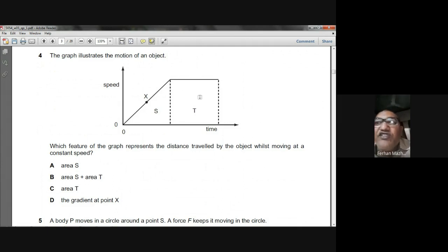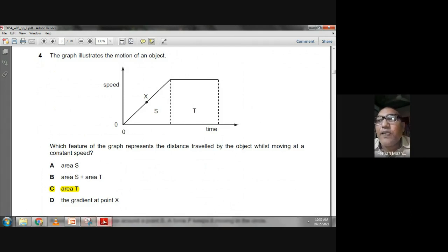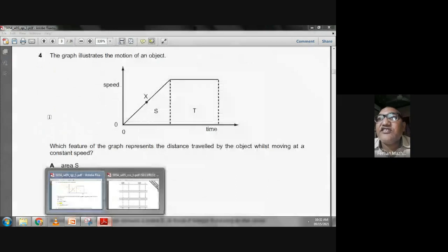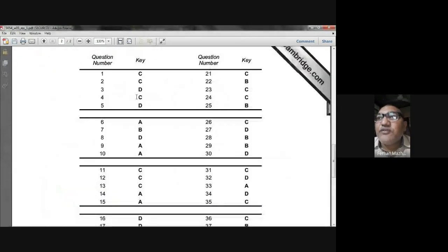He asks which feature of the graph represents the distance traveled by the object whilst moving at a constant speed. That is the area T. So I think C is the answer. C looks the best answer to us. Let's check that. Question number 4, C is the right answer, sir.